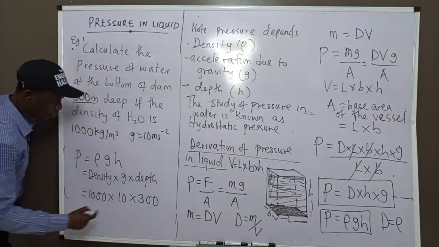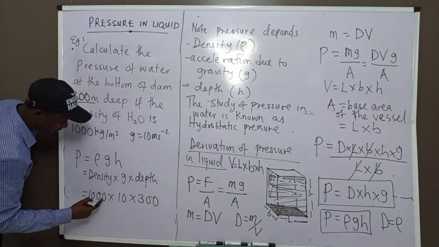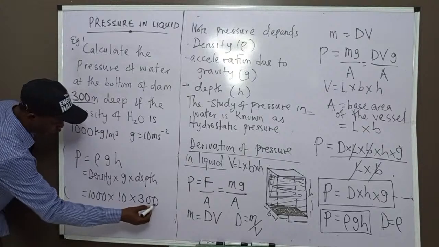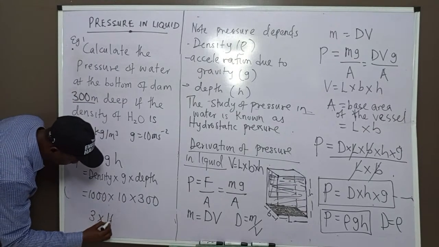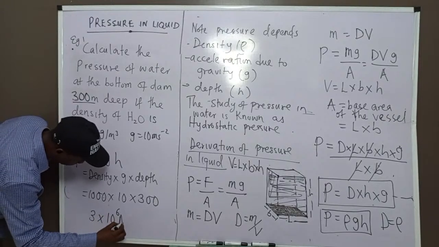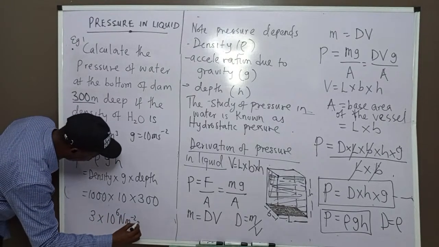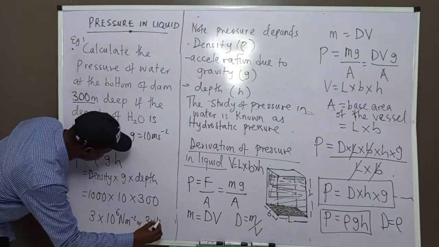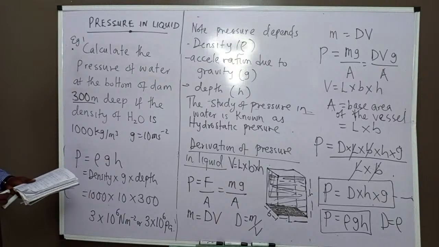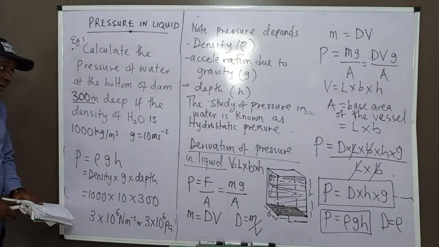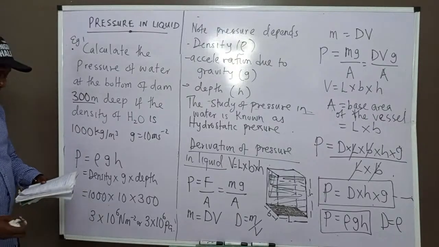300. So we're going to have 1, 2, 3, 4, 5, 6. So that means we have 3 times 10 raised to the power of 6 Newton per meter square, or 3 times 10 raised to 6 Pascal. That will be your answer for that question. If you write it in Newton per meter square, it's the same thing as writing it in Pascal.